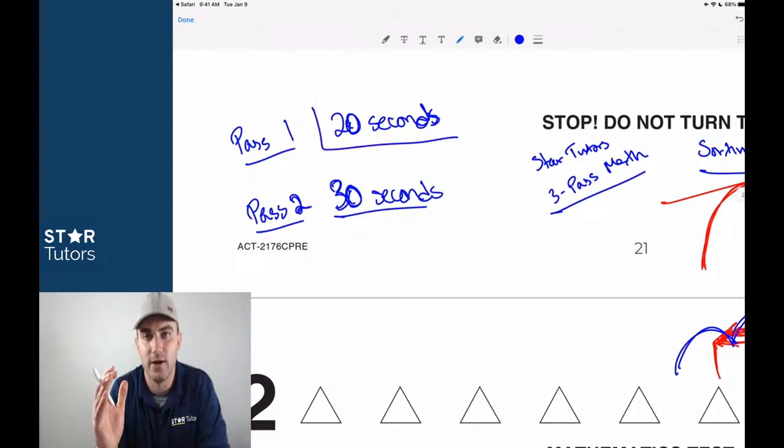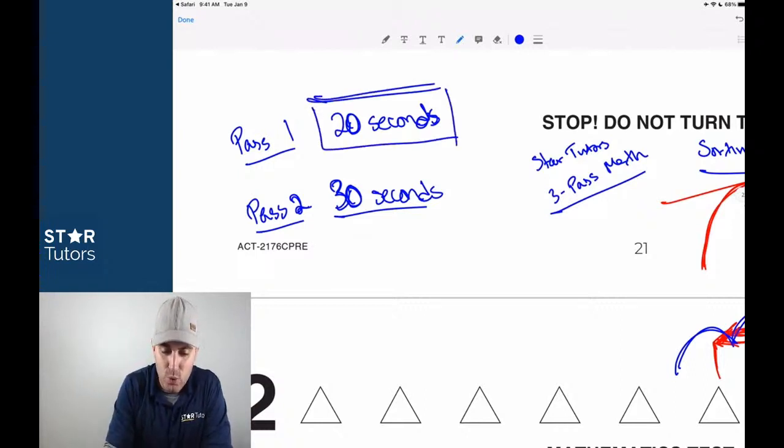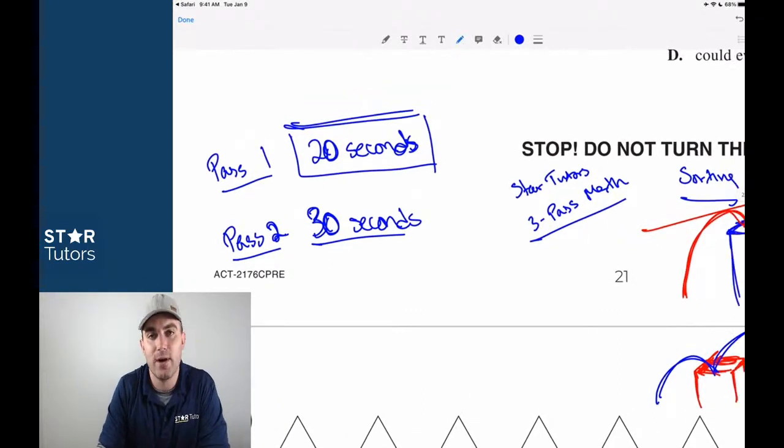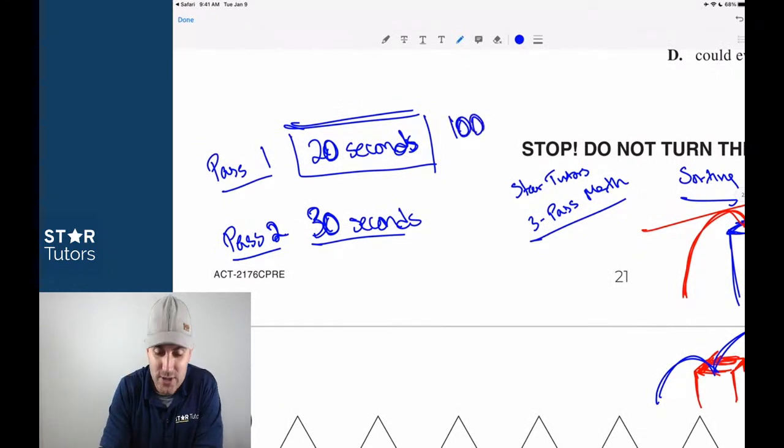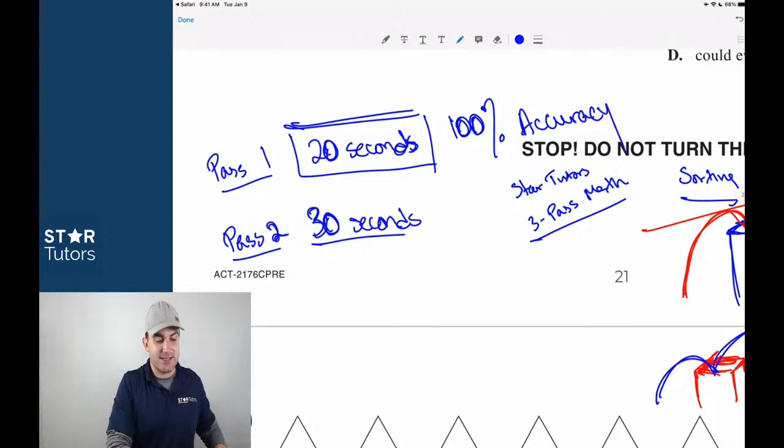So pass 1, you get 20 seconds to look at the question and determine if you know how to do it. And if the decision is, yes, I do know how to do this question, you need to make sure that you answer that question with 100% accuracy. If the answer is no, I have no idea how to do that, then you need to skip that question, right? And it's just that easy.